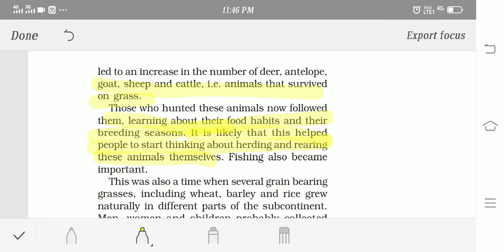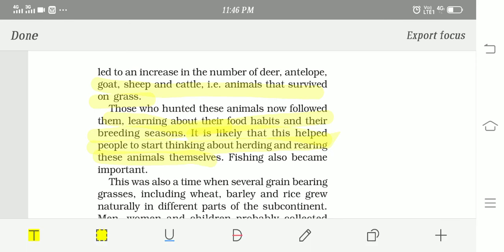Now what is domestication? Domestication means that you actually make it your pet, or you can say that under your protection you are growing that animal, and you are getting milk or some other products from that animal. So that is called domestication. And fishing was also very important.